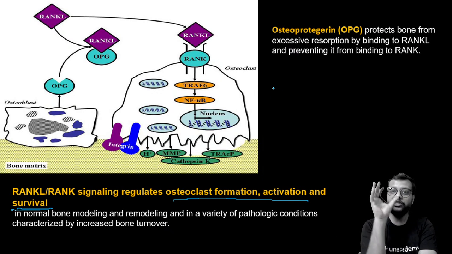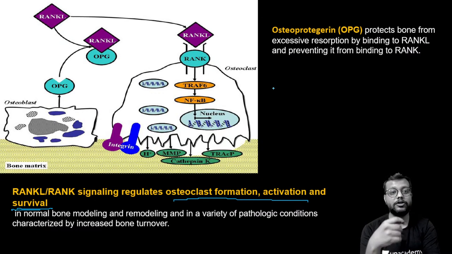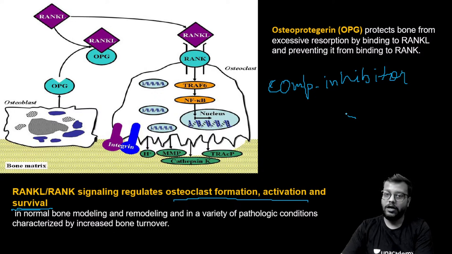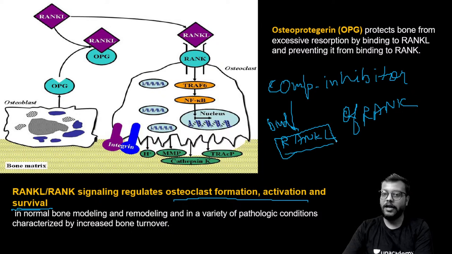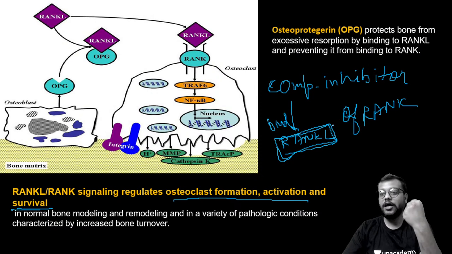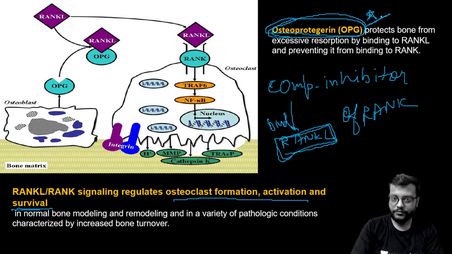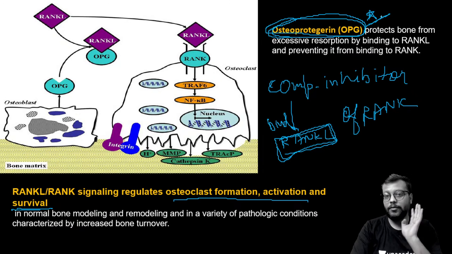Now, to keep this mechanism in check there has to be another mechanism, otherwise bone resorption would keep happening. So we have a competitive inhibitor of RANK, and it also binds on the RANK ligand on the osteoclast. So it is competitively inhibiting the RANK, and in turn inhibiting the activation of the osteoclast. It is called OPG, or osteoprotegerin. Okay, just remember, very important for your examination. It helps in preventing excessive bone resorption.